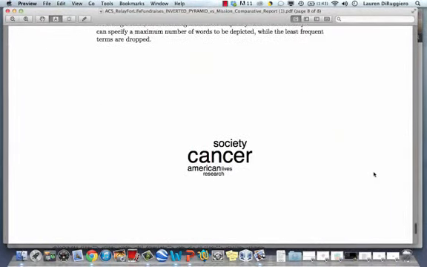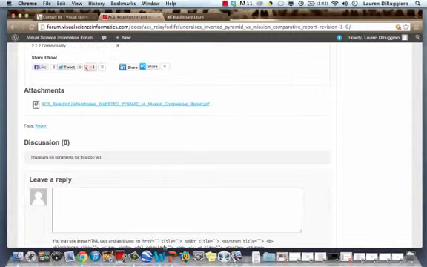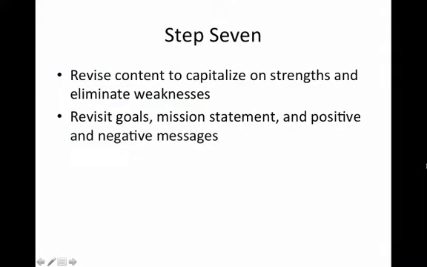And the commonalities here now include lives and research, although not a prevalent message again. So this is something I will have to work on for version 2. So the next step is to revise the content, capitalize on all those strengths and weaknesses we just talked about. This can be done by revisiting your goals, the mission statement, and the positive and negative messages you have listed.